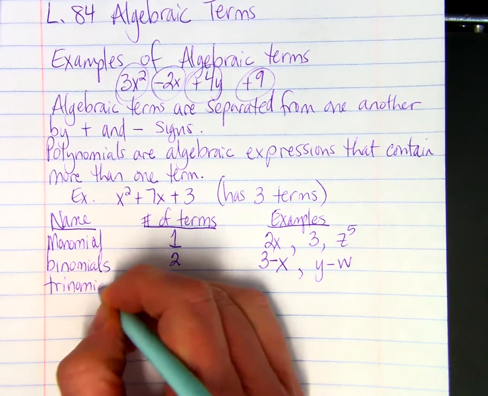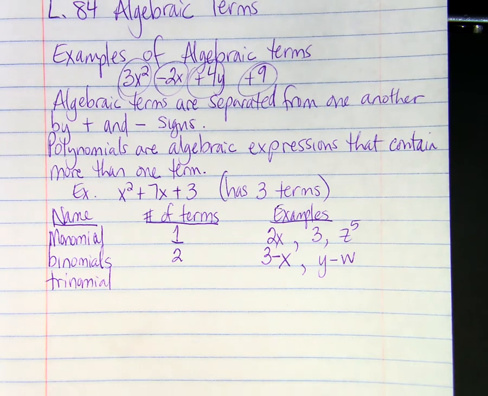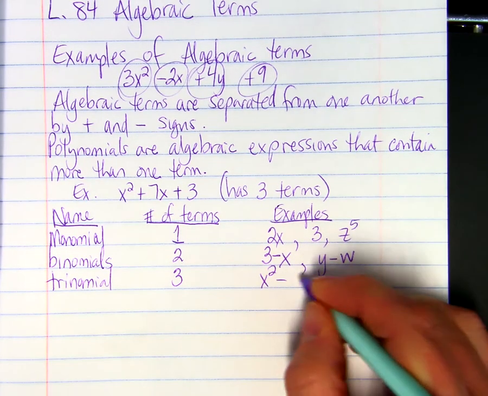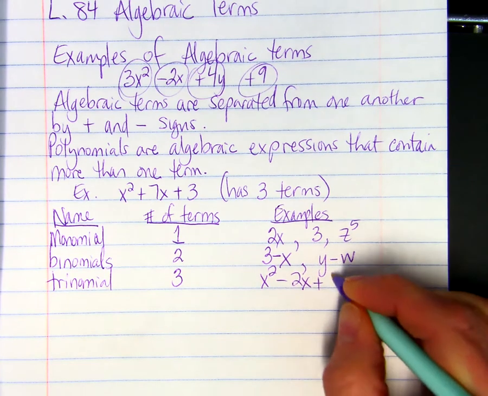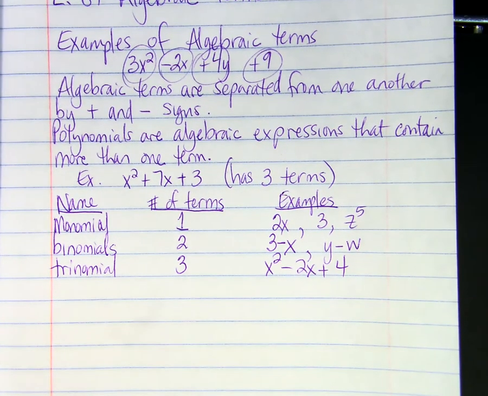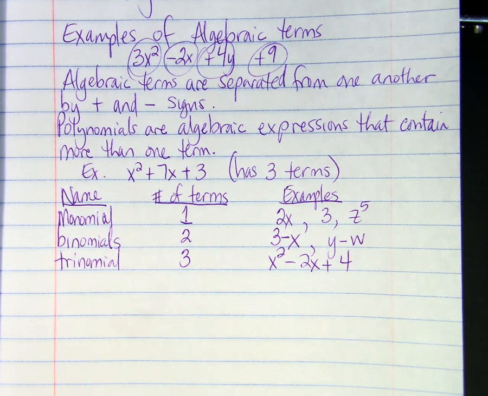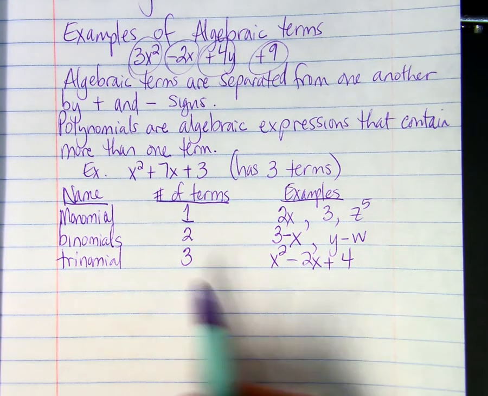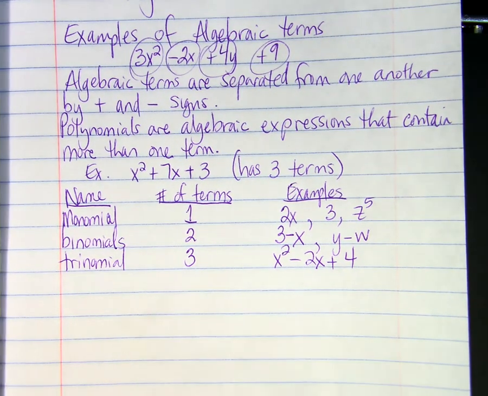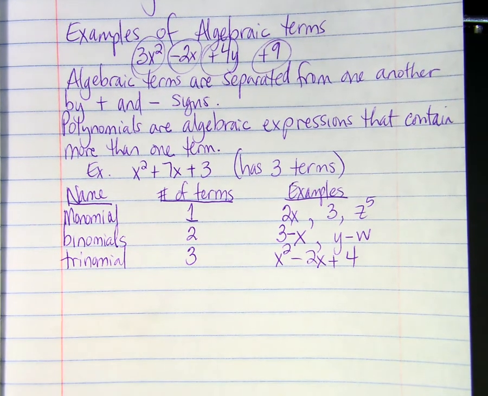Then we have what's called a trinomial. I bet you can guess how many terms that has. 3. And here's an example, x squared minus 2x plus 4. That's called a trinomial. Then if you have anything greater than 3, we just call it a polynomial. So all of these are polynomials. We just have specific names for the 1, 2, and 3 number of terms.